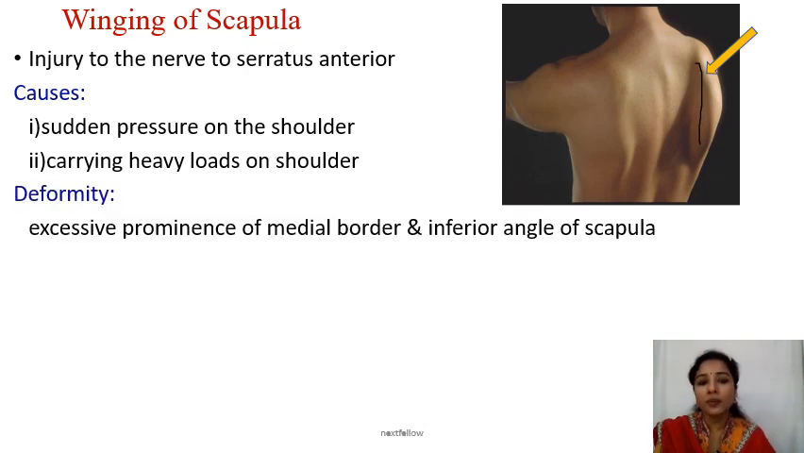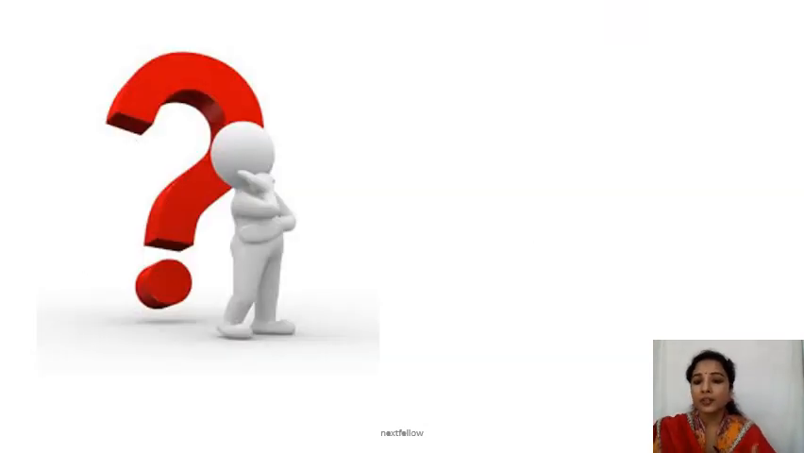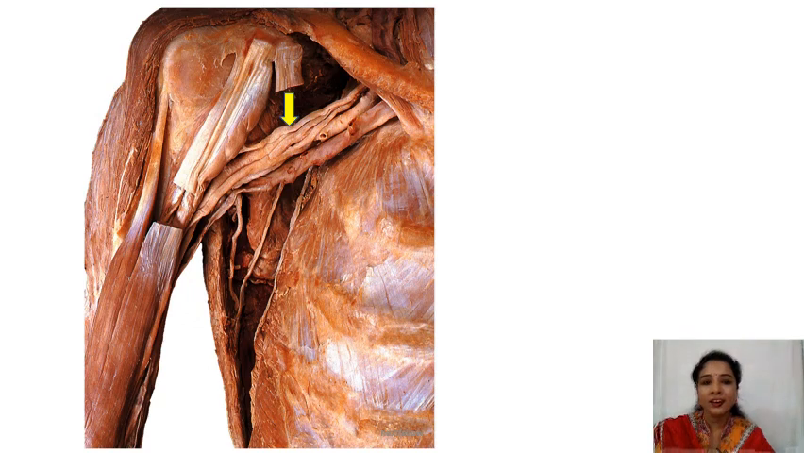There is excessive prominence of the medial border and the inferior angle of the scapula, and the disability is loss of pushing and punching movements, because the serratus anterior is the boxer's muscle, and loss of overhead abduction, that is beyond 90 degrees. So that was about the clinical aspects of the brachial plexus. Moving on to some questions here.